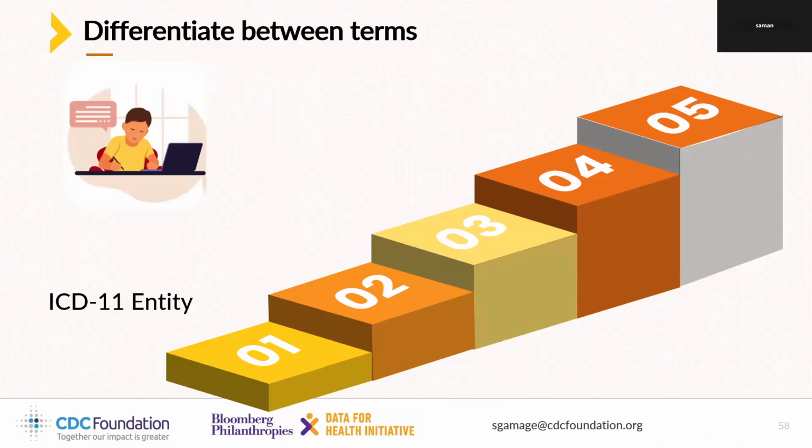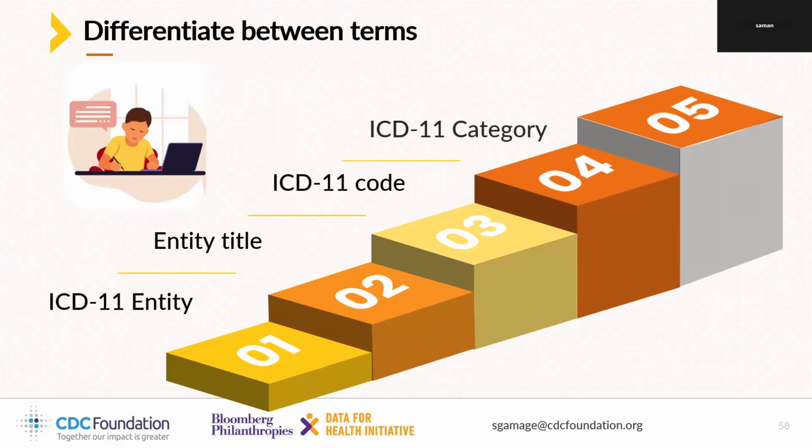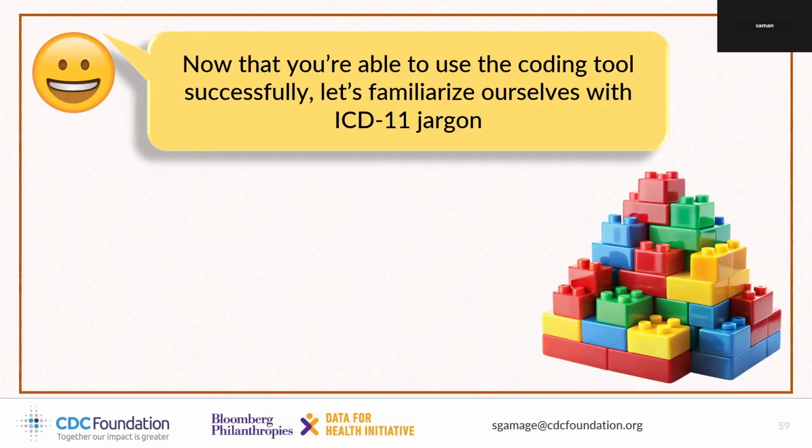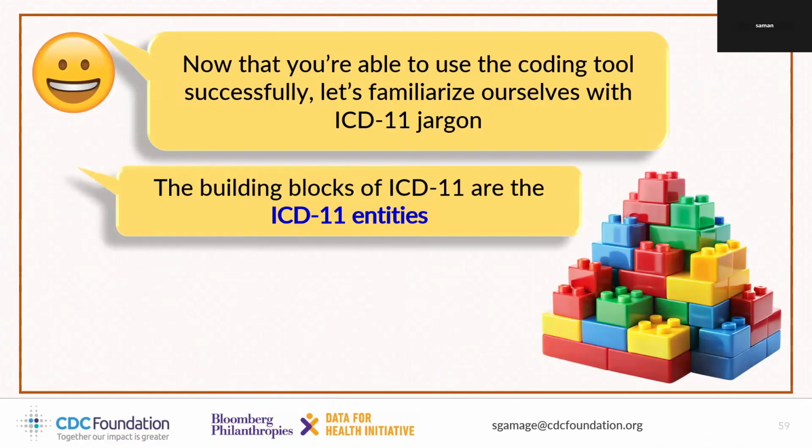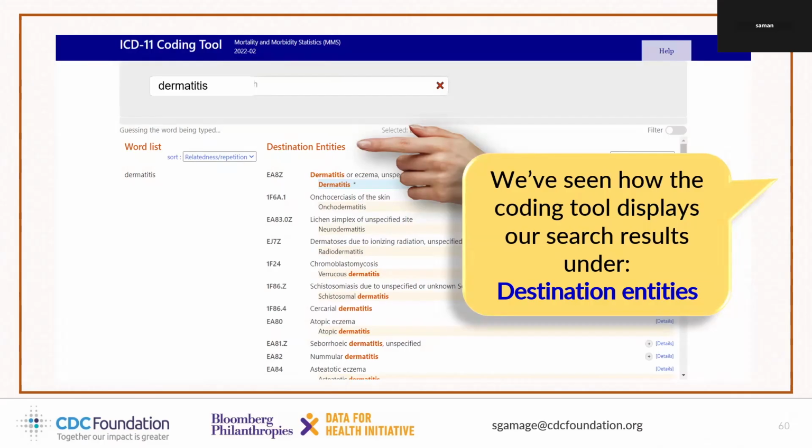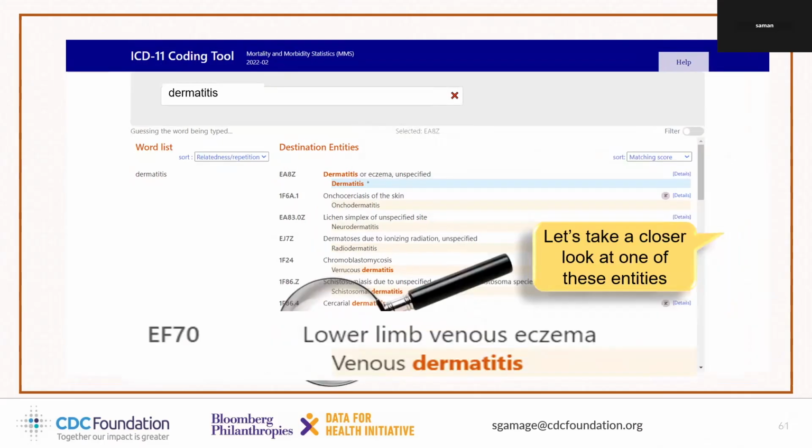Let's try to differentiate some terms used in ICD-11. ICD-11 entity, entity title, ICD-11 code, ICD-11 category, and index term. Now you are able to use the coding tool successfully. Let's familiarize ourselves with ICD-11 jargon. The building blocks of ICD-11 are the ICD-11 entities. So we have seen how the coding tool displays our search results under destination entities. Let's take a closer look at one of these entities.